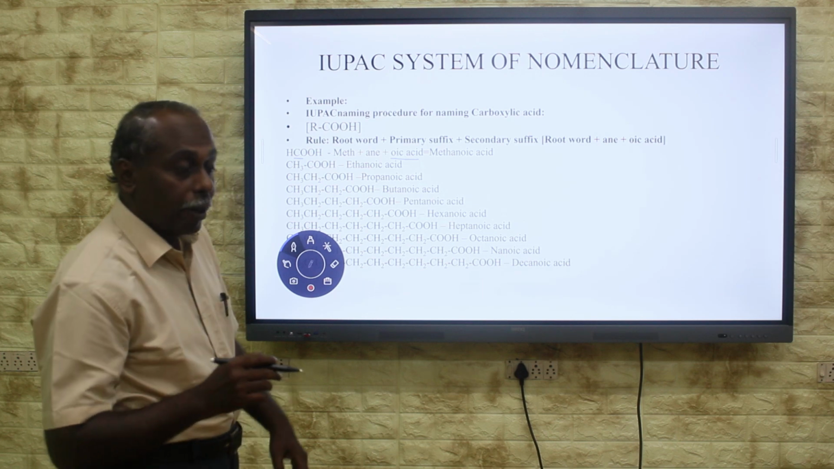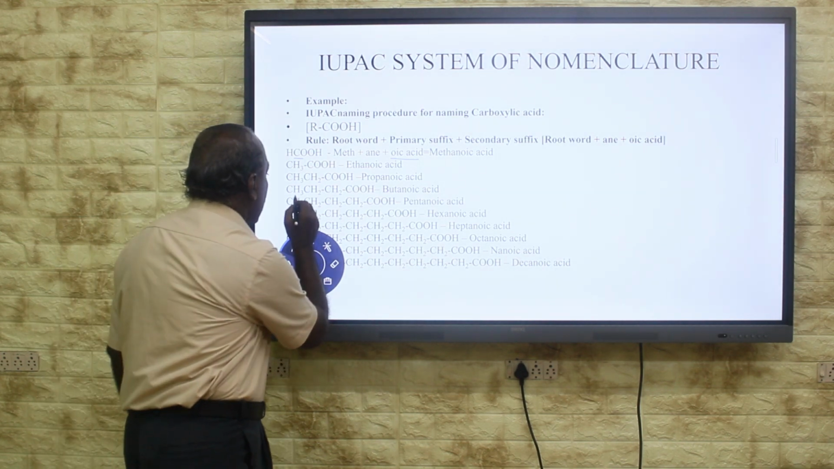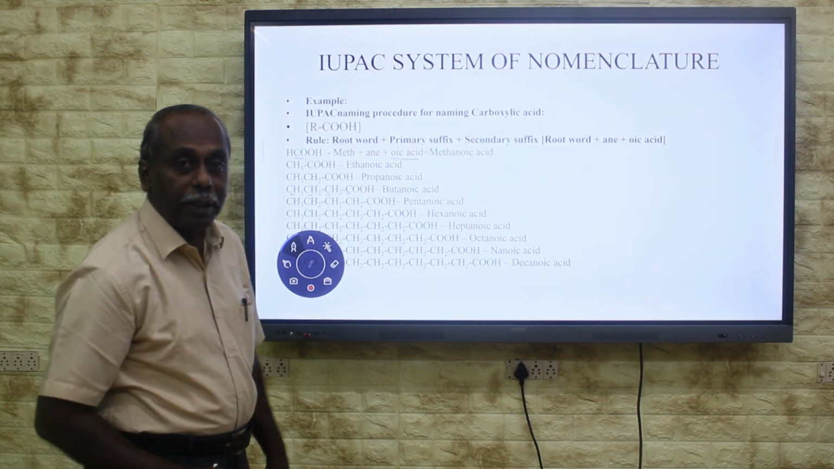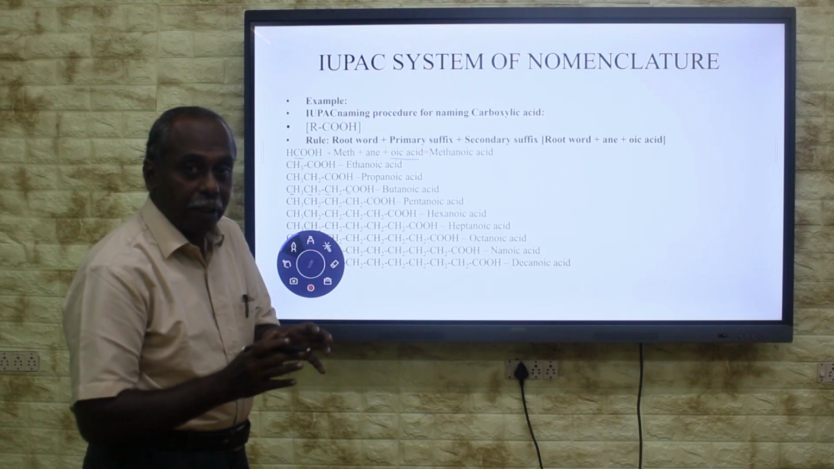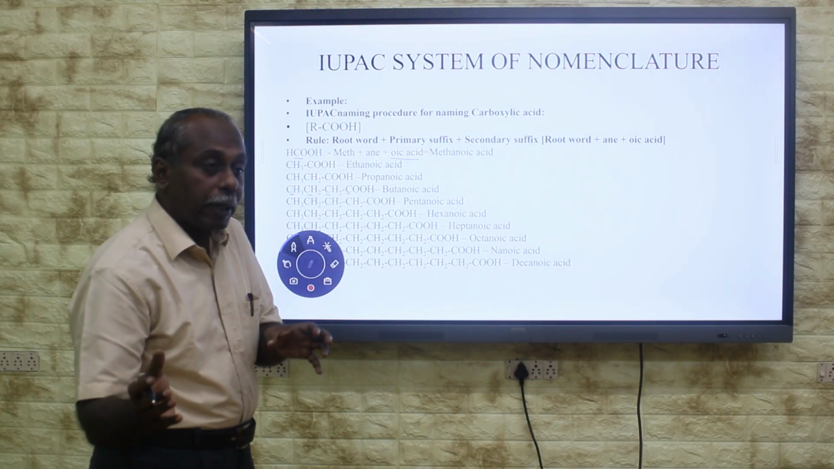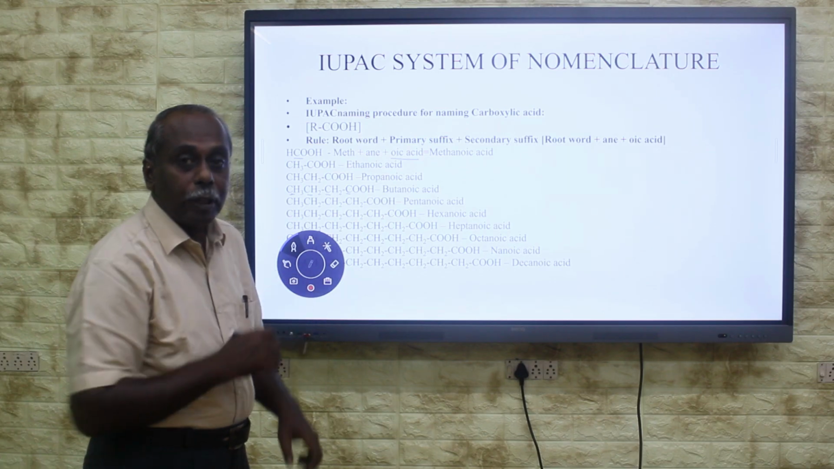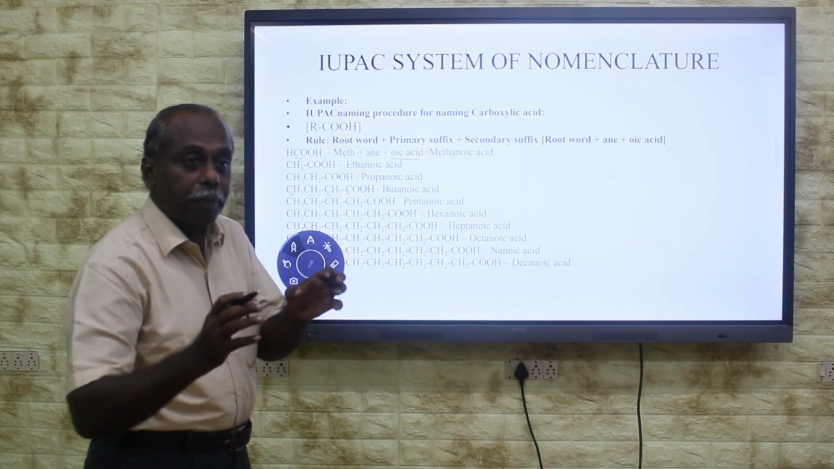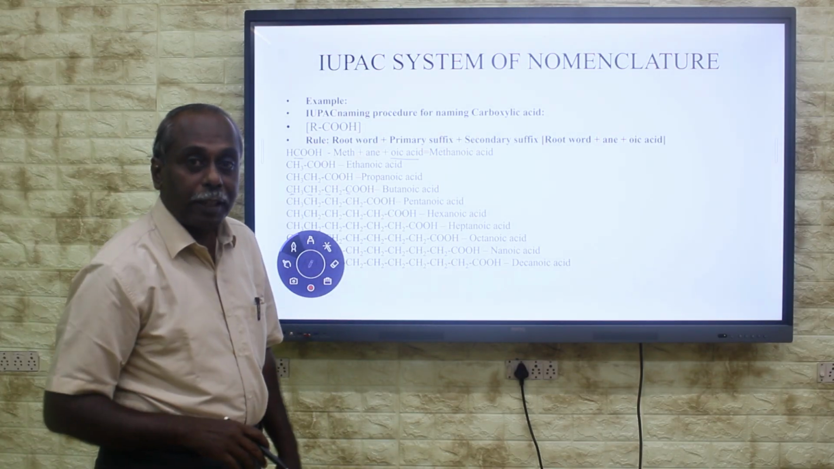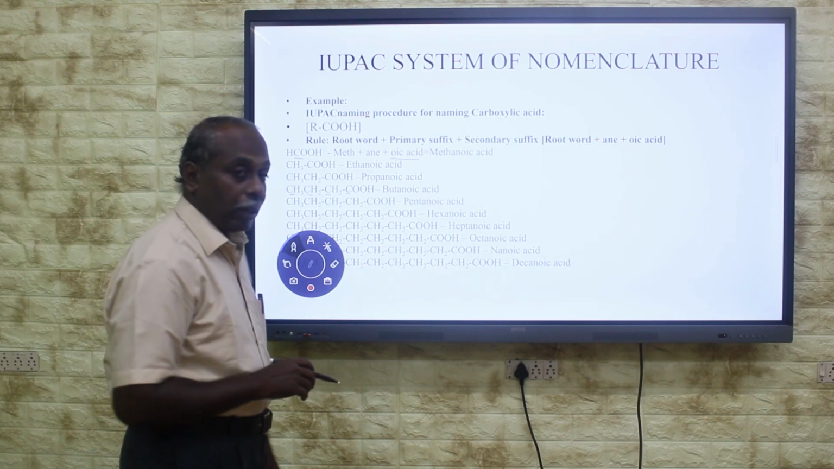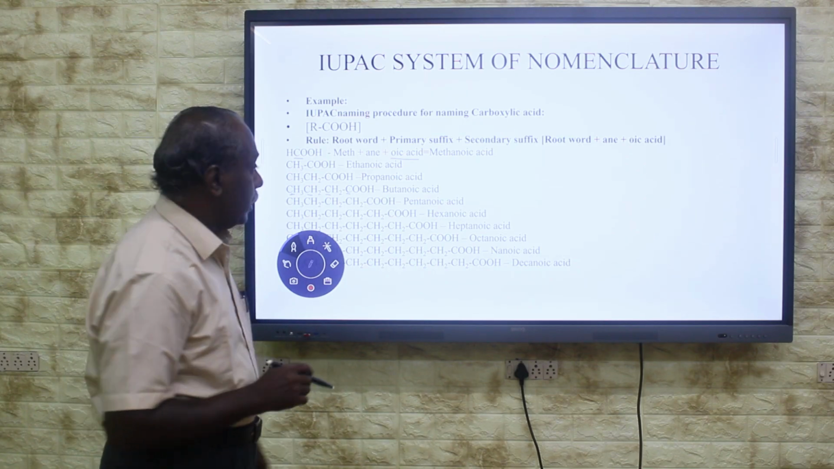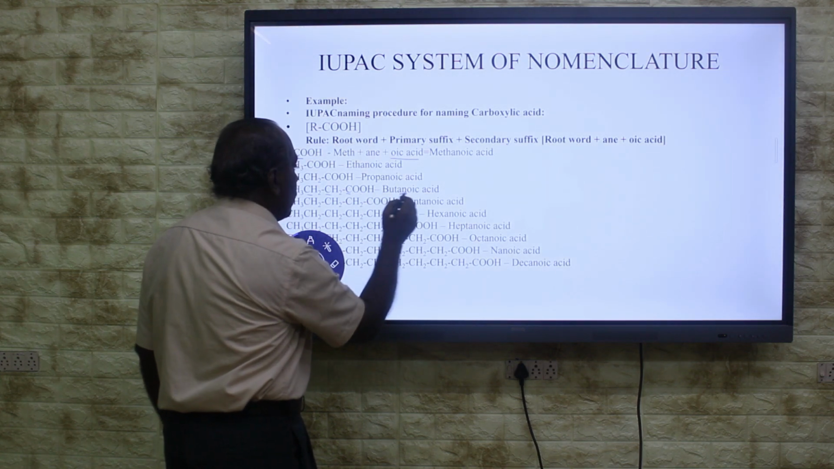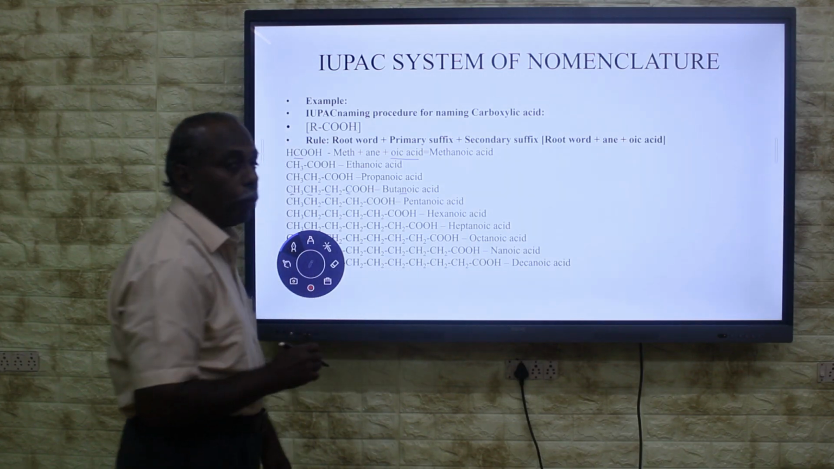Then for example, I will pass on to the next one. Here you count the number of carbon atoms: 1, 2, 3, 4. 4 carbon will be there. While naming the compound, the carboxylic group carbon is also included in the root word. That is very important. You count the total number of carbon present in the compound, including the functional group. Here 4 carbon will be there. But, then saturated, AN. This carboxylic acid functional group is indicated as OIC acid.